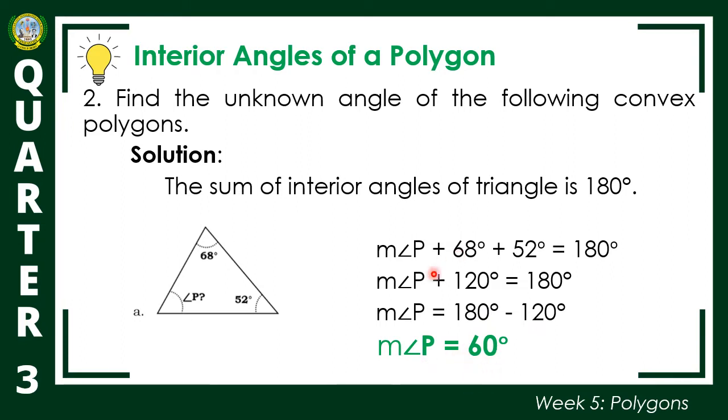First is, we have to determine the sum of the interior angles of the given polygon. And then, next is to add the given angles and subtract it from the sum para makuha natin yung nawawalang angle. So, let us apply that to the second example.